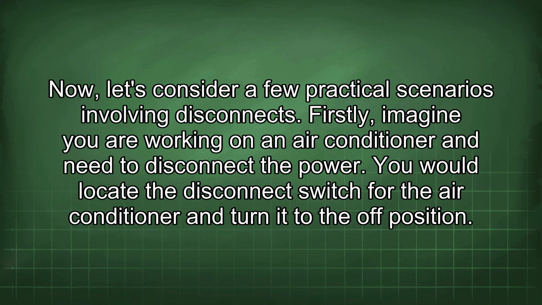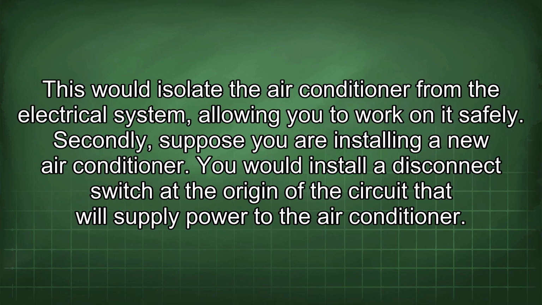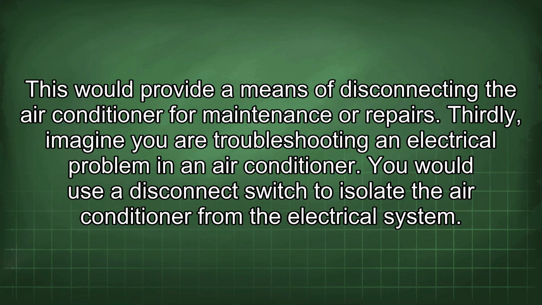You would locate the disconnect switch for the air conditioner and turn it to the off position. This would isolate the air conditioner from the electrical system, allowing you to work on it safely. Secondly, suppose you are installing a new air conditioner. You would install a disconnect switch at the origin of the circuit that will supply power to the air conditioner. This would provide a means of disconnecting the air conditioner for maintenance or repairs.